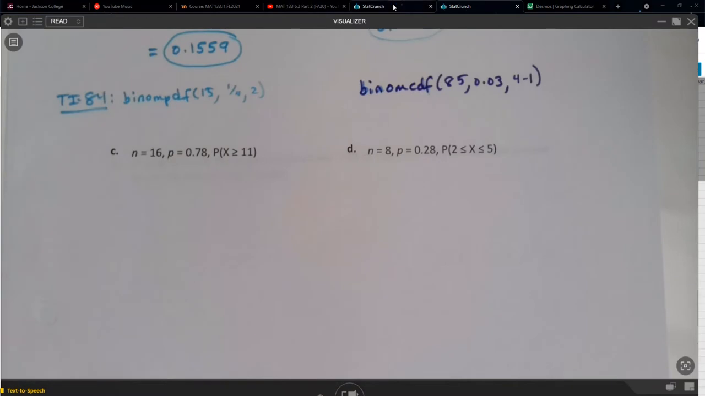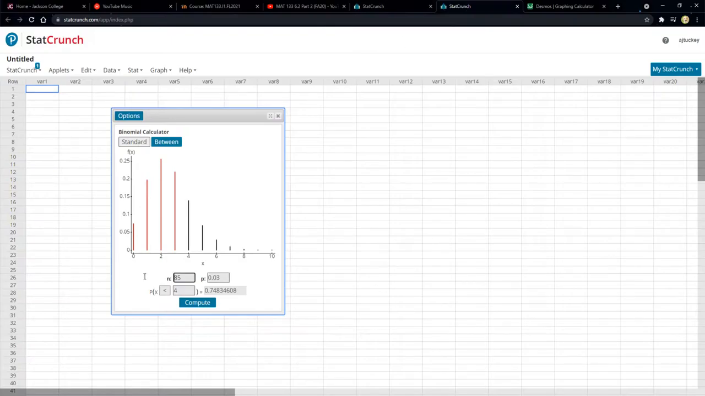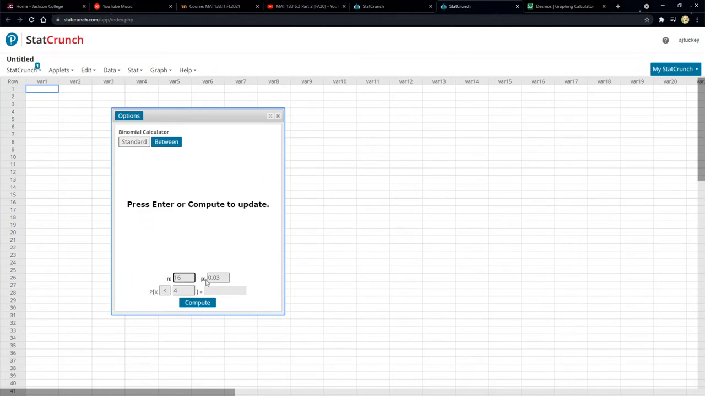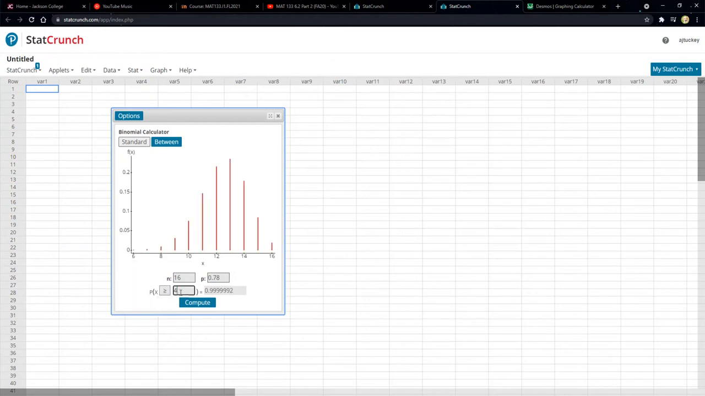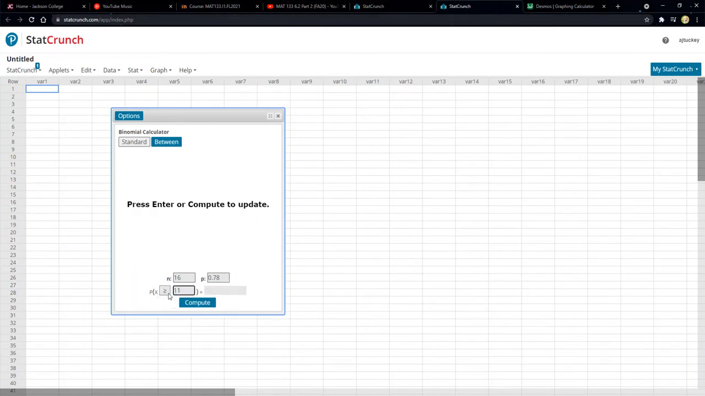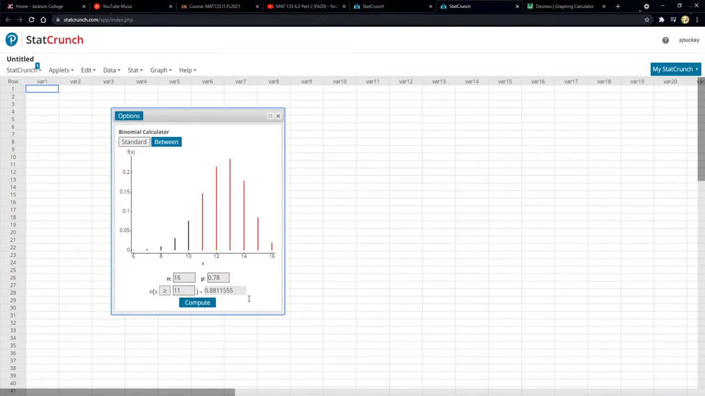All right, so let me go back to StatCrunch. I'm going to change my n. n for this one was 16. Probability of success was 0.78. I'm going to change this symbol. So I'm going to click on that little symbol. I'm going to change it to a greater than or equal to and type 11. And then click compute. And there it is, 0.8812. That 5 would round that 1 up. So if we're going to do 4 decimal places, that's 0.8812.